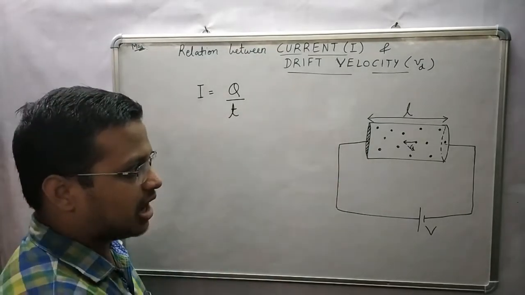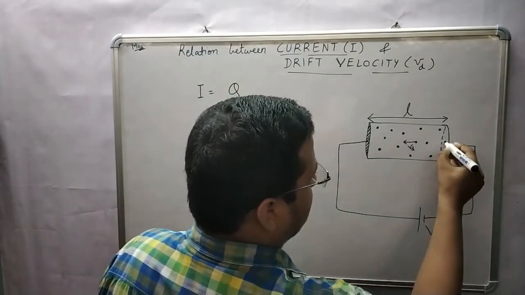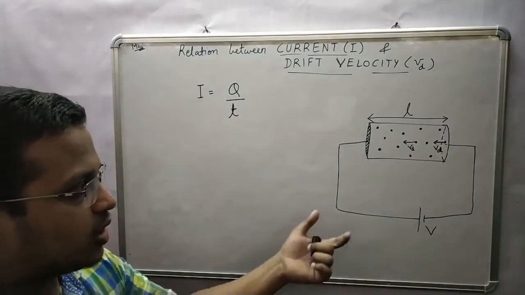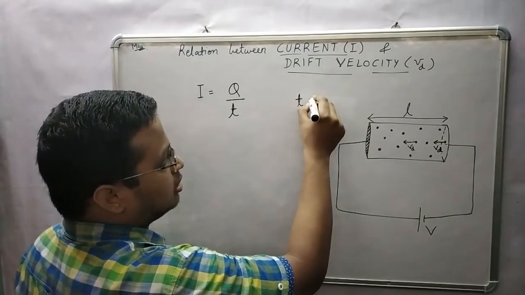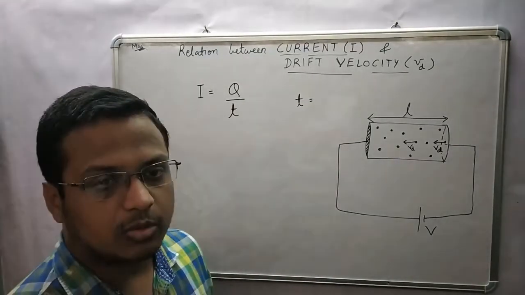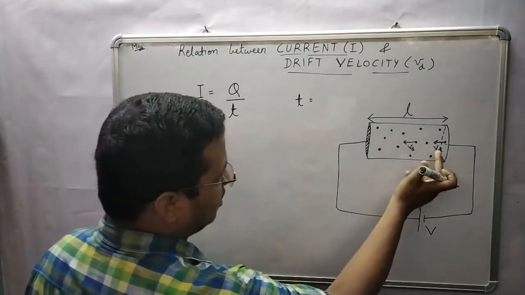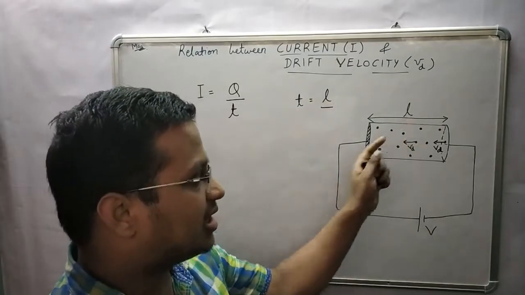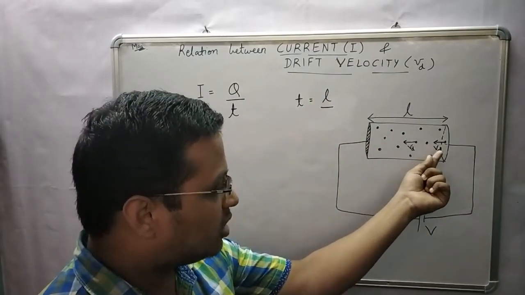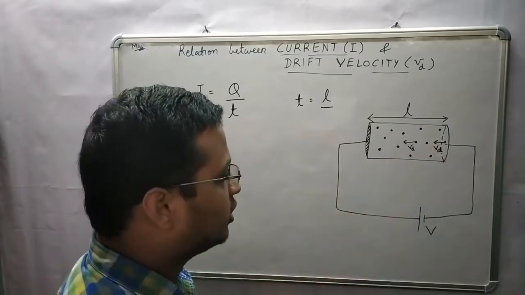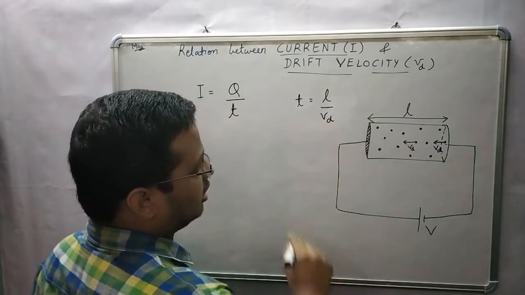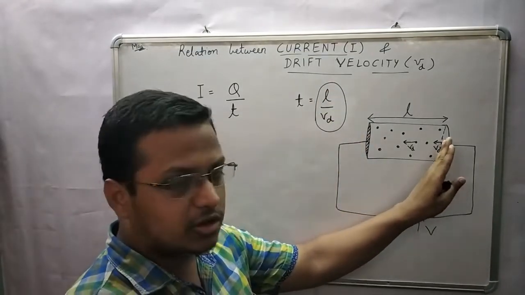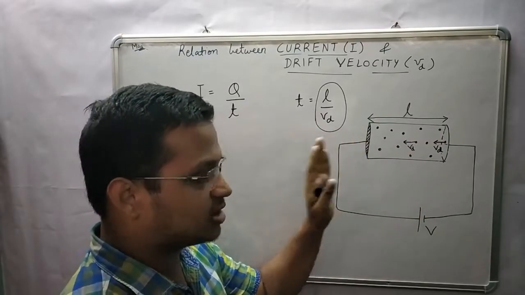Now think, the velocity with which this free electron is moving is the drift velocity. So how will we find the time taken? t is equal to, as you know, the very common formula, distance by speed. How much distance has it to cover? It has the distance L, because L is the length of the conductor. And with what velocity is it moving? It is moving with a velocity of Vd. So t = L/Vd is the time taken for the last free electron to cross the cross-sectional area.